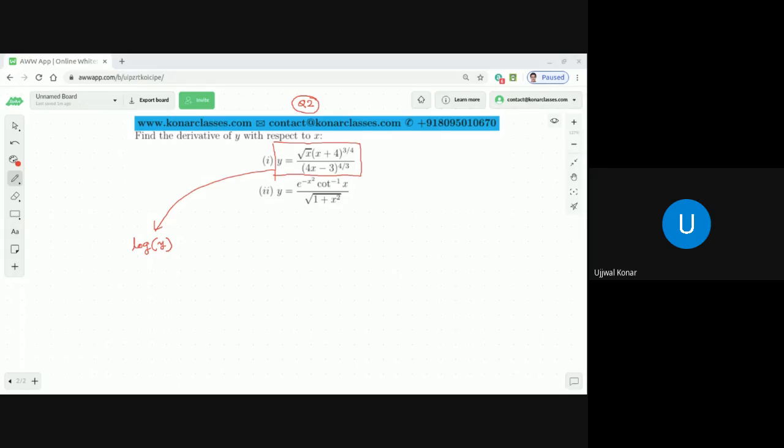Okay. So let me pull the question here. If we take log y, then log y is equal to log of the entire thing, correct or not? Square root of x into x plus 4 power 3 by 4 divided by 4x minus 3 power 4 by 3. If you consider this, then the first thing that comes to our mind is that log of m by n is equal to log m minus log n. Correct or not?